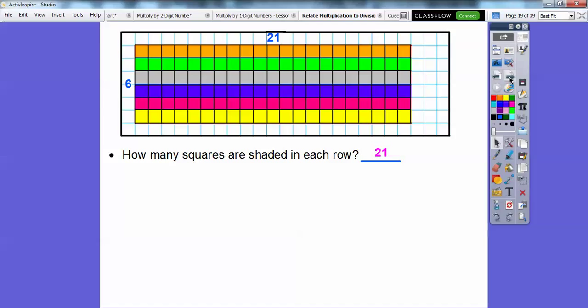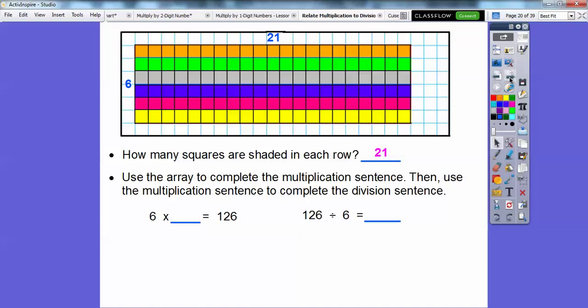All right, let's move that up. So let's use the array to complete the multiplication sentence, okay? Then we'll use the multiplication sentence to complete the related division sentence, okay? Remember from last year when we did these arrays, we would do this times this would get us this area right here.